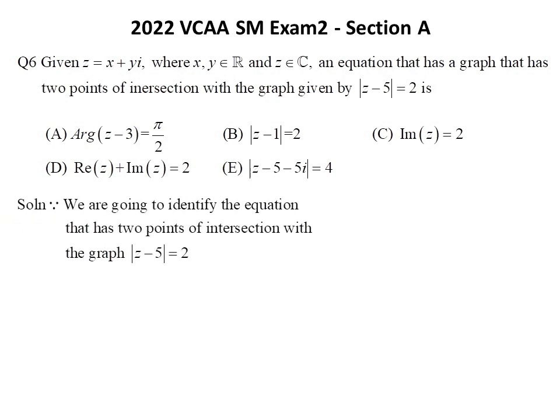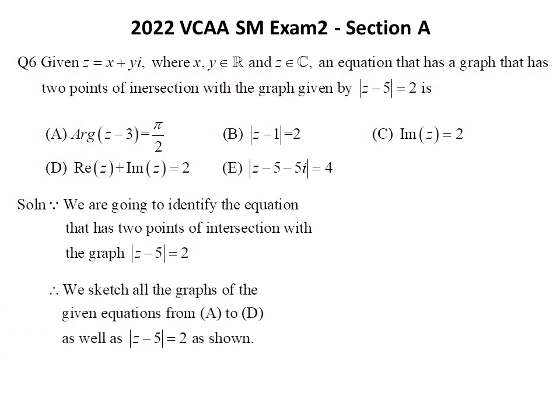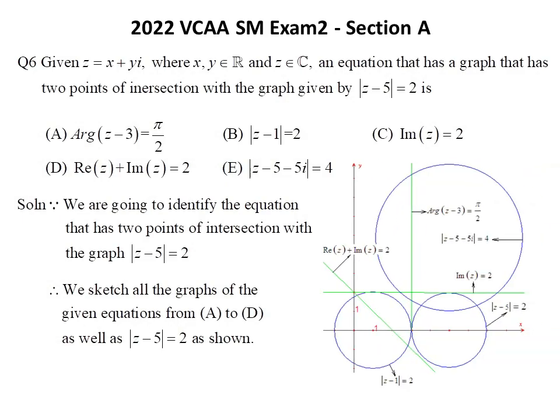In order to identify the equation that has 2 points of intersection with modulus of z minus 5 equals 2, we sketch all the graphs given by the 5 given equations from A to E, together with the graph given by the equation modulus of z minus 5 equals 2, to have a good visual examination as shown on the right.